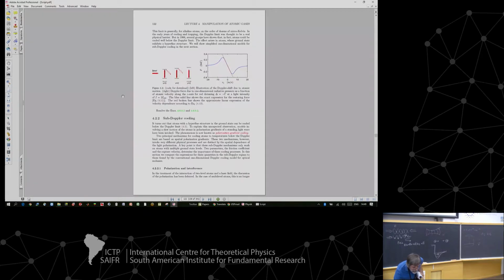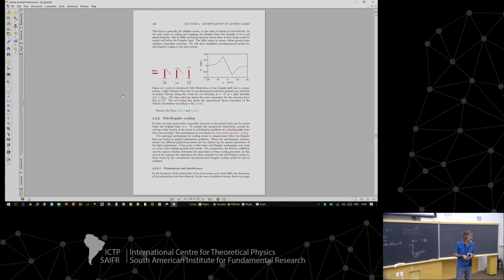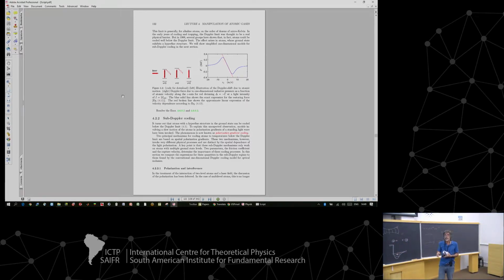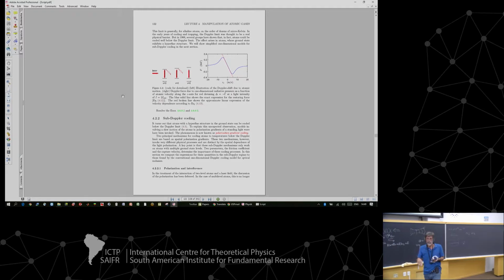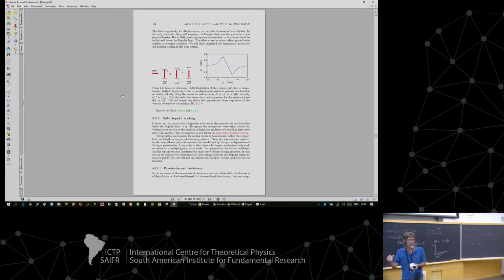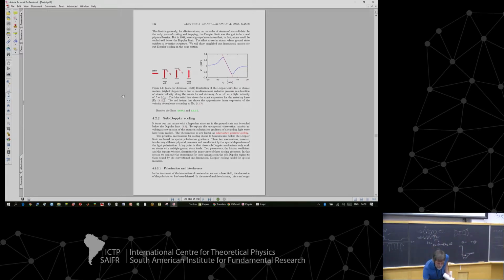It doesn't work for all atoms. What you need is a structure of your ground state. So you need a hyperfine structure or Zeeman structure, at least, of your physical ground state. In strontium, for example, it doesn't work because in this atom we only have a single atomic ground state, and there these techniques do not work.